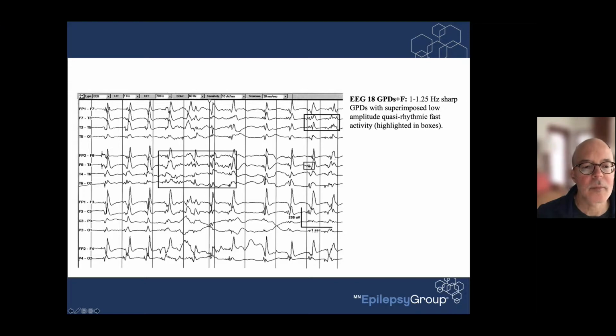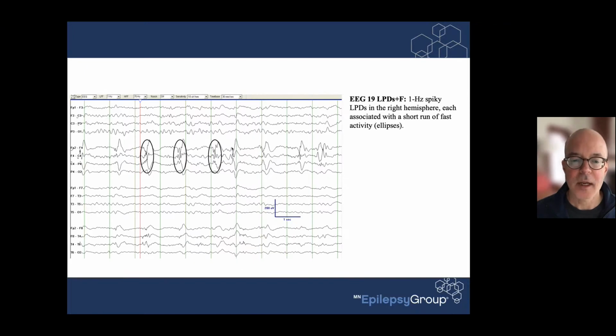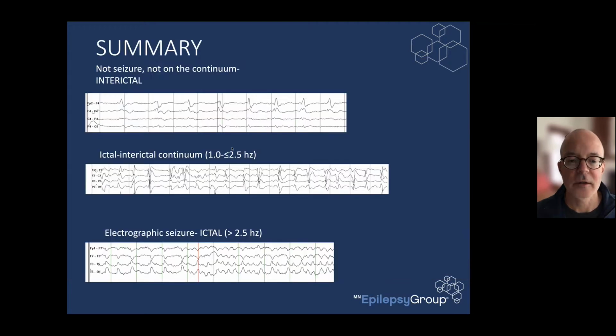Here's a pretty clean one, but here's one where you have a little fast activity, a little sharp activity, and some rhythmic activity intermixed. These are described as sharp GPEDs with superimposed low amplitude quasi-rhythmic fast activity. That's where you get into that plus modifier. Here's another plus modifier. So this is where you might be calling something more on the continuum because of those plus modifiers.